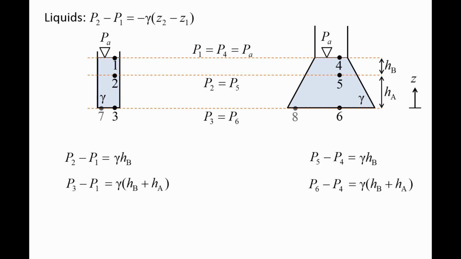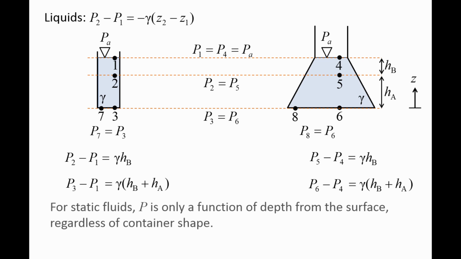Now let's examine two additional points, point 7 and point 8. Point 7 is at the same depth as point 3, and point 8 is at the same depth as point 6. Since pressure does not vary in the horizontal direction for static fluids, this means P7 is equal to P3, and P8 is equal to P6. This demonstrates an important characteristic of static fluids. Pressure is only a function of depth from the surface, regardless of container shape.